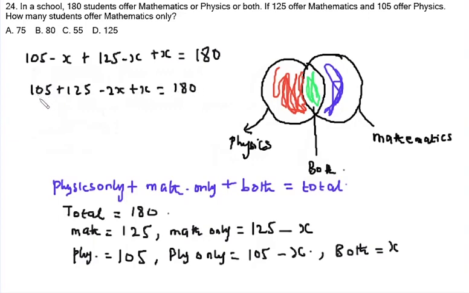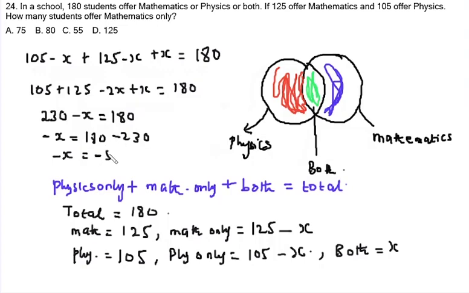So if we add up these values, 105 plus 125 minus 2x plus x is equal to 180. So 105 plus 125 is 230. And then minus 2x plus x is minus x, equal to 180. So this 230 going over to this side, we get minus x is equal to 180 minus 230, which is minus 50. Dividing both sides by -1, this implies that x is equal to 50.